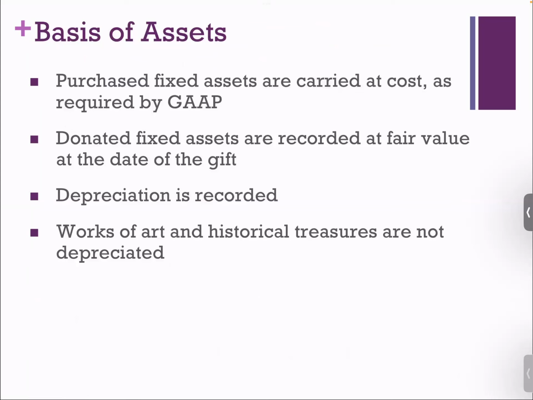So this is just talking about basis of assets. This is all the same as for-profit accounting. Okay. So when we buy an asset, we use the cost principle, record it at cost. Donated fixed assets are recorded at fair value. They will try to trip you up on that. They'll try to get you into the tax rules and stuff like that.